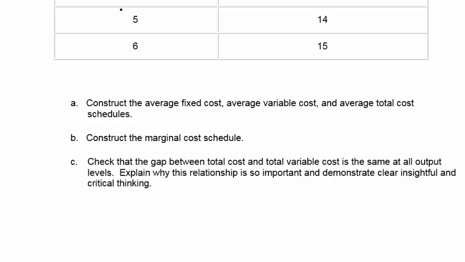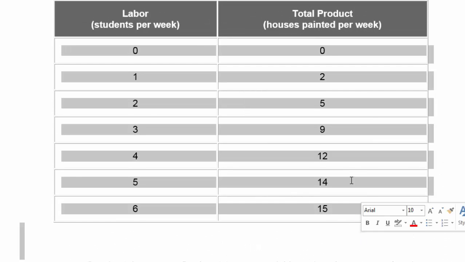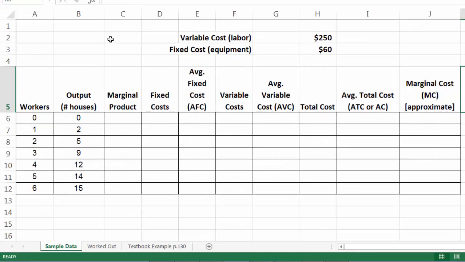We want to construct the average fixed cost, variable cost, total cost, and marginal cost. And then we'll look at the difference between total cost and variable cost, and we'll see that that's the same. That amounts to the fixed costs. What we're going to do is just take this data here and import it into a spreadsheet. And I've actually set that up right here in Excel.